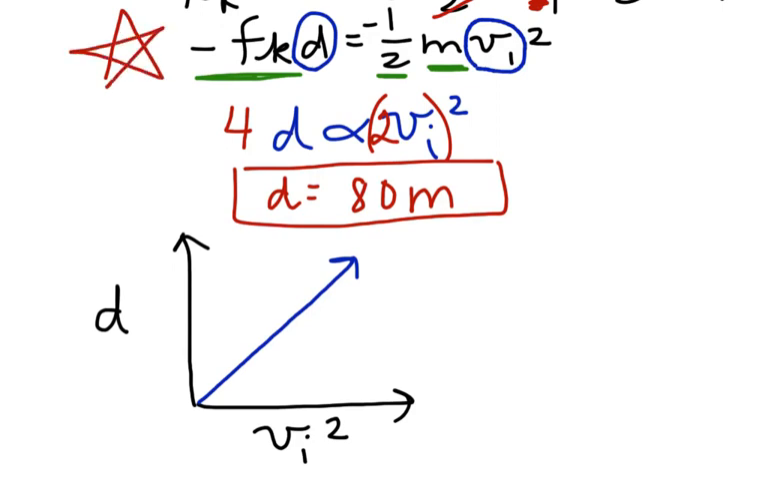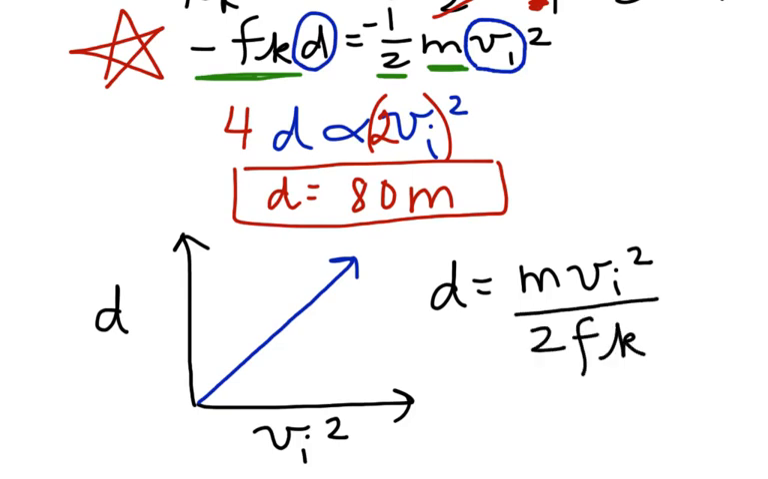And the way I would do this is I would rewrite this equation with the star by having d by itself on the left-hand side of the equation. So on the right-hand side of the equation, I'm left with m v sub i squared all over 2 times the kinetic frictional force. And so the constants in this problem are the mass, the number 2, and the kinetic frictional force. So what I have circled here in red in this particular graph would be the slope.